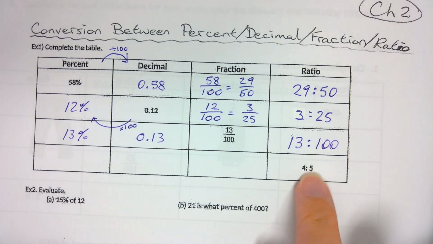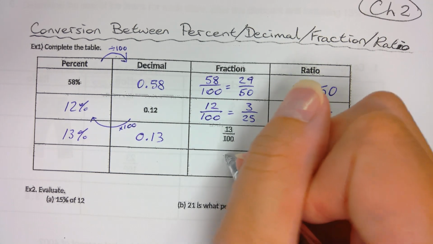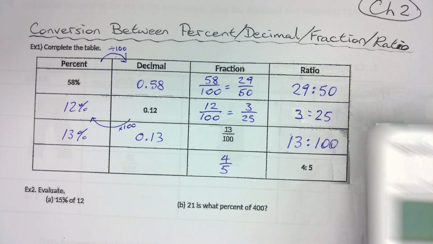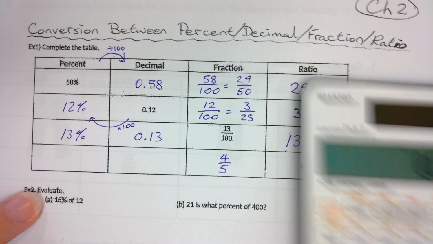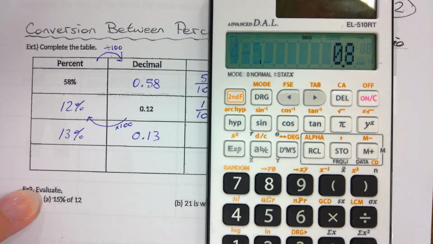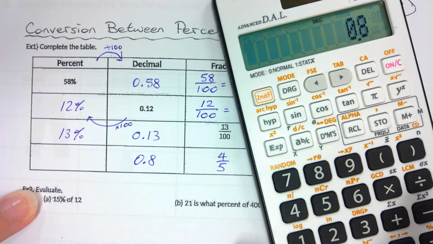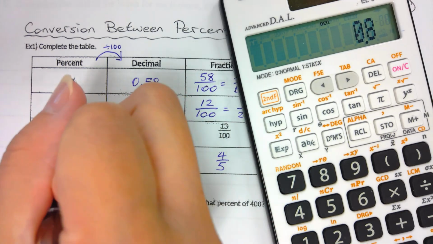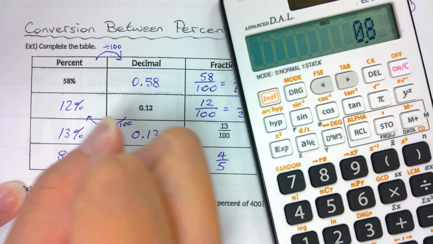What about 4 to 5? What's that as a fraction? 4 over 5. And just like what we said, how do we change that to a decimal? You just divide it. So 4 divided by 5 on your calculator, you get 0.8. And what is 0.8 as a percent? 80.